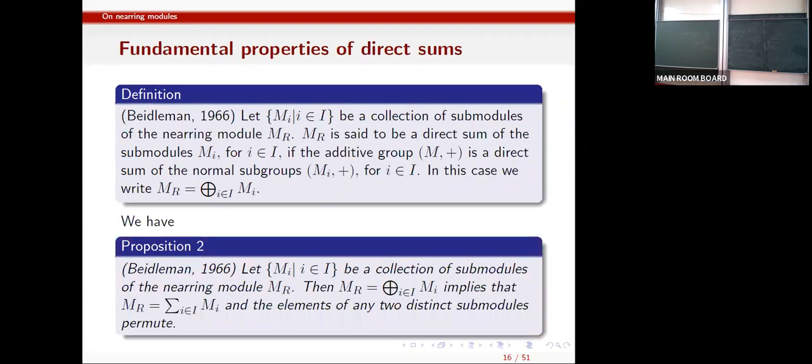As I was saying, one of the distributive laws is omitted. So what we are going to do now is suppose we take M to be the direct sum M1 plus M2, and then we can write every element of M as m1 plus m2. We can show that these elements can permute if m1 and m2 are from different submodules. This is easy to prove.